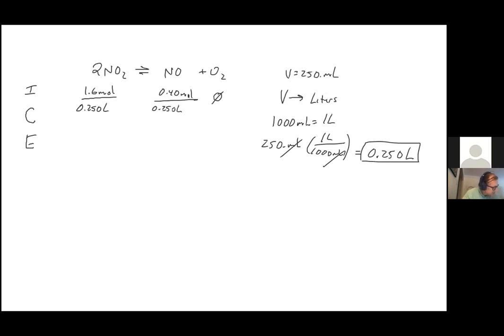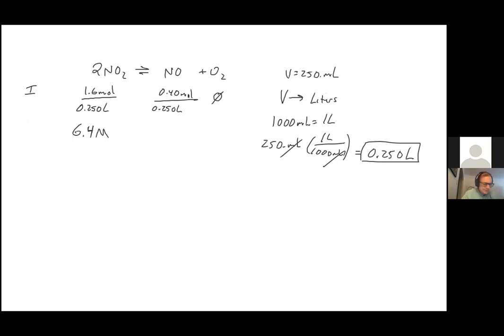Let me erase the C and the E because we need room here. Now, why do we divide it? Because molarity is defined as moles divided by liters. We have to have those units. So 1.6 divided by 0.25 is the same as 1.6 times 4. So that's 6.4 molar. That's pretty high concentration, actually.